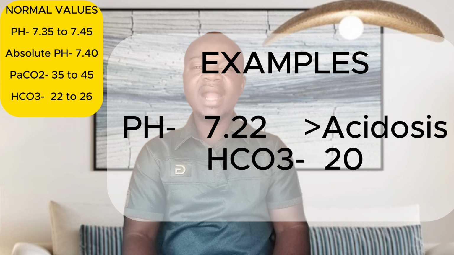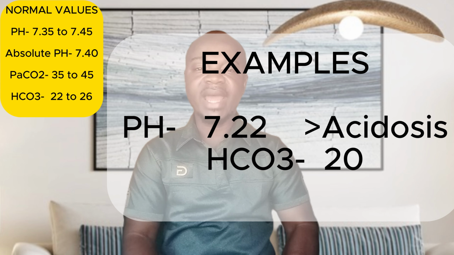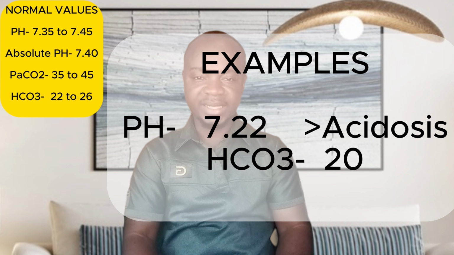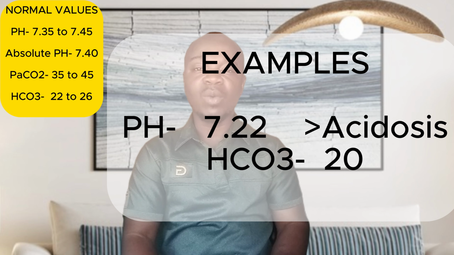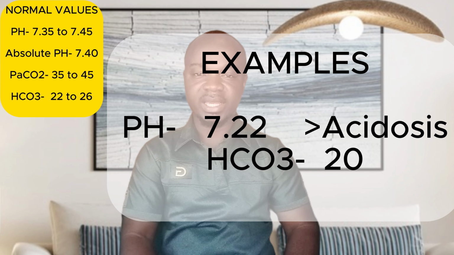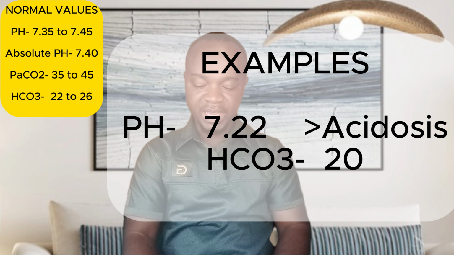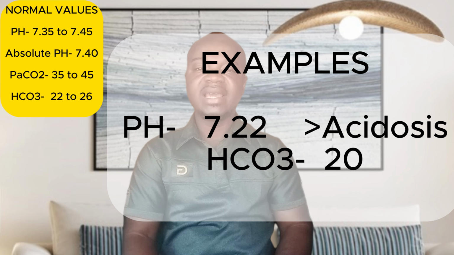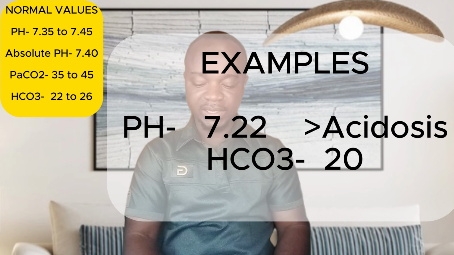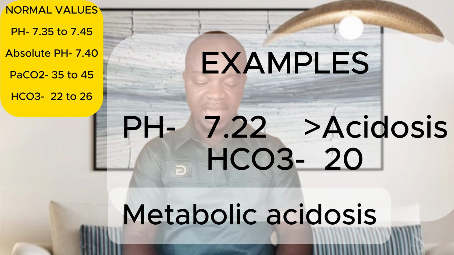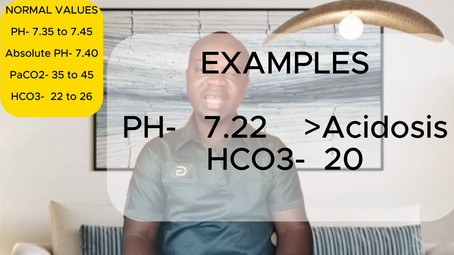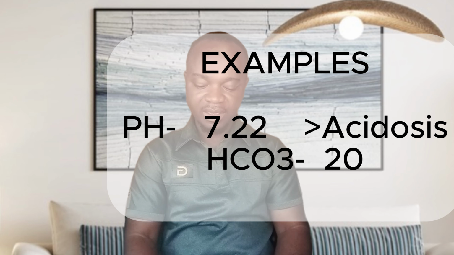So now we have our acidosis. All right. Now how can we determine whether it is respiratory or metabolic? We said that when they are moving in the same direction, it is metabolic. Now when you look at the pH and the bicarbonate, you see that the bicarbonate is going low, whilst the pH is also going low. So it is what? Metabolic. In this case, we have metabolic acidosis.